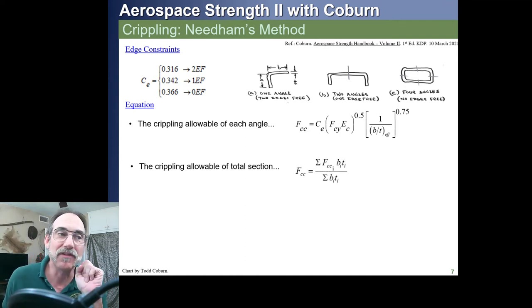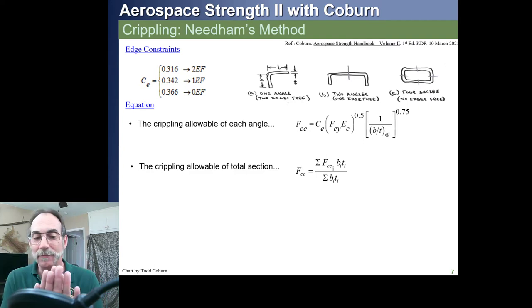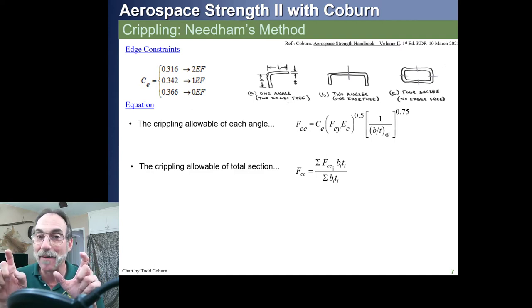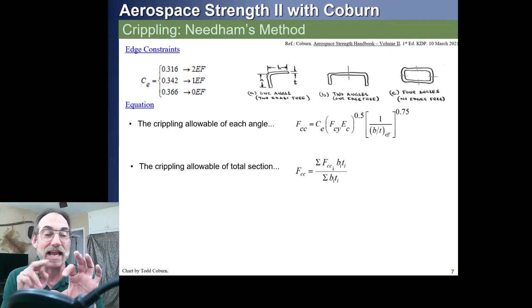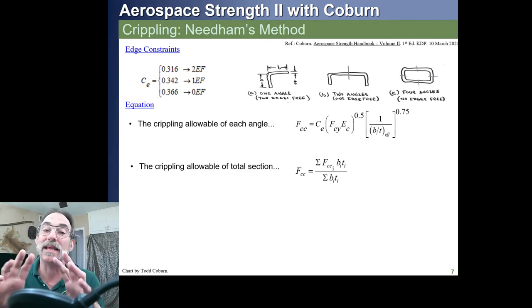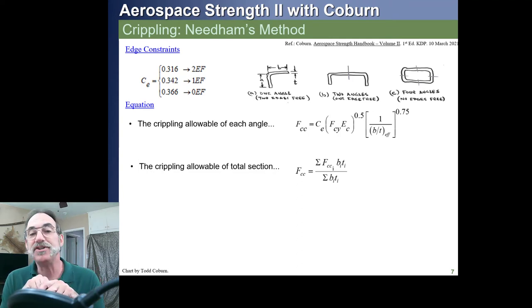Once we have the crippling allowable of each angle in the section, we then calculate the total crippling allowable of the entire section by taking the summation of the FCCs times BTs over the sum of the BTs. Now, once again, before when we looked at panel buckling, we called it F critical, FCR, for that critical buckling stability strength. When we're talking about crippling, while this is a buckling phenomenon, it's common to use the nomenclature FCC instead of FCR. So whenever you see FCC, that is a crippling allowable. It means it's for that crippling failure mode. So this equation here for FCC just gives you the weighted average of the crippling allowables.